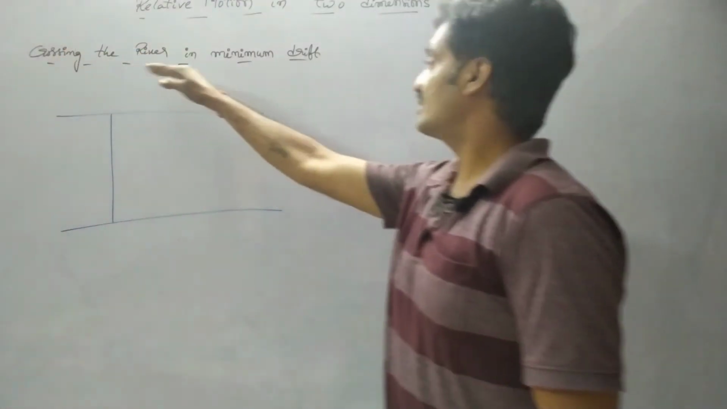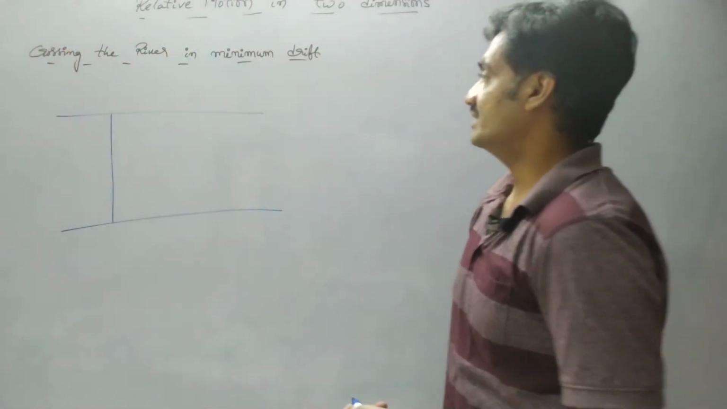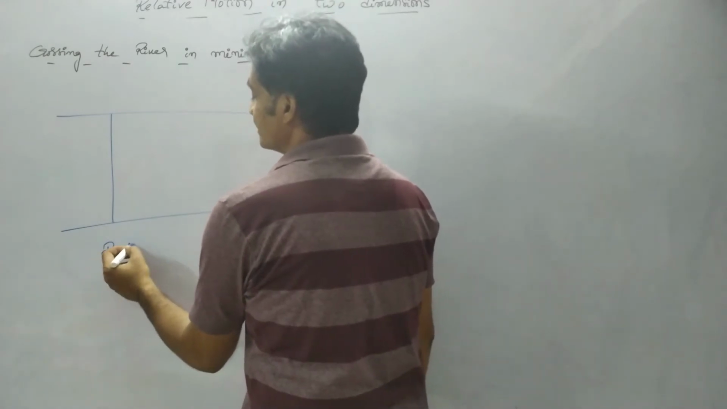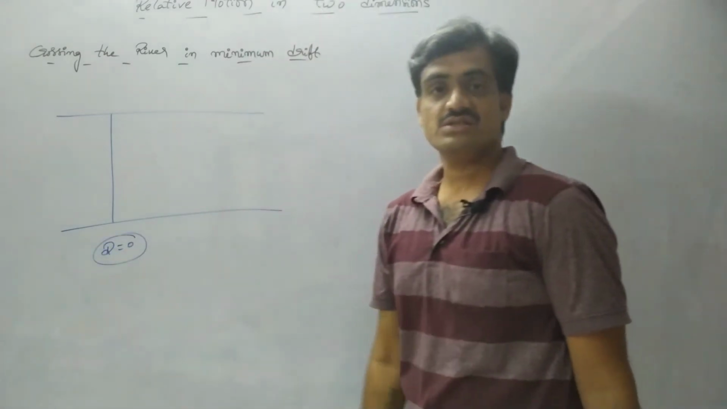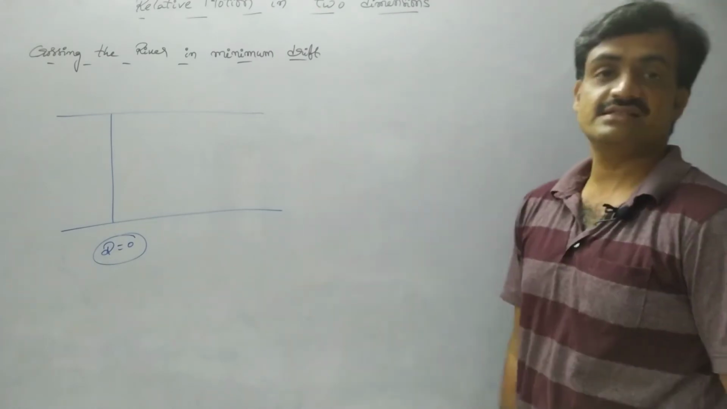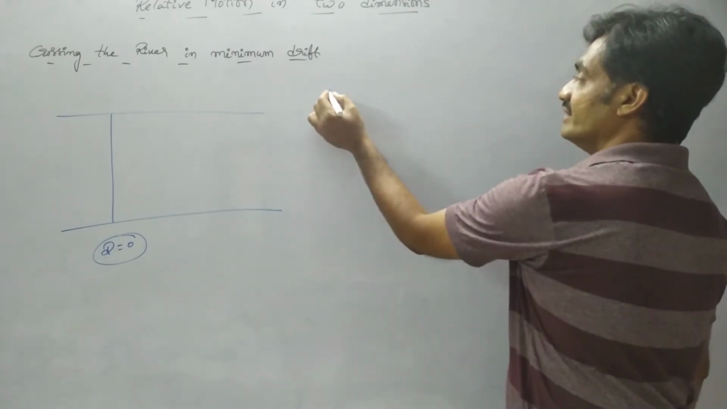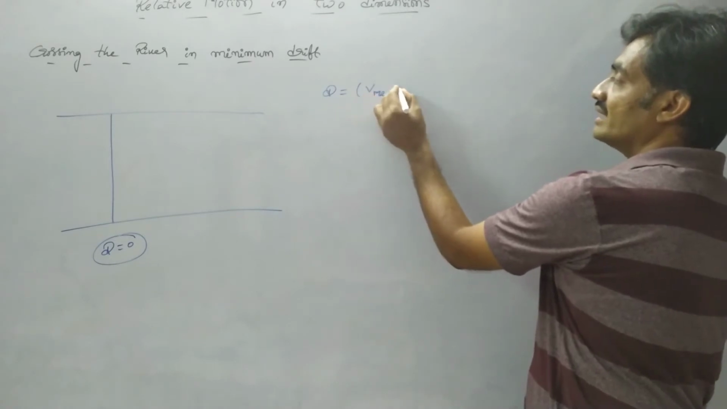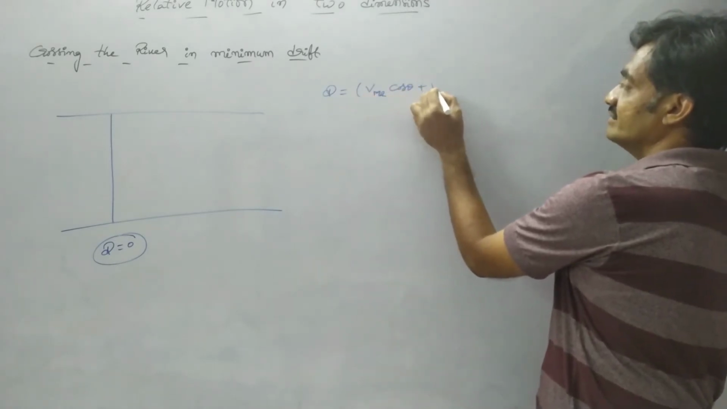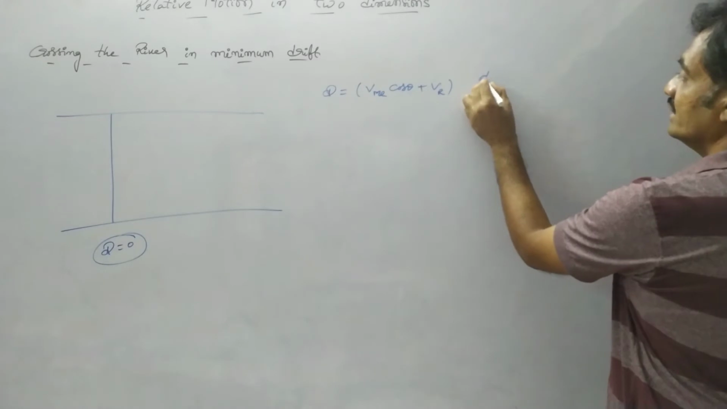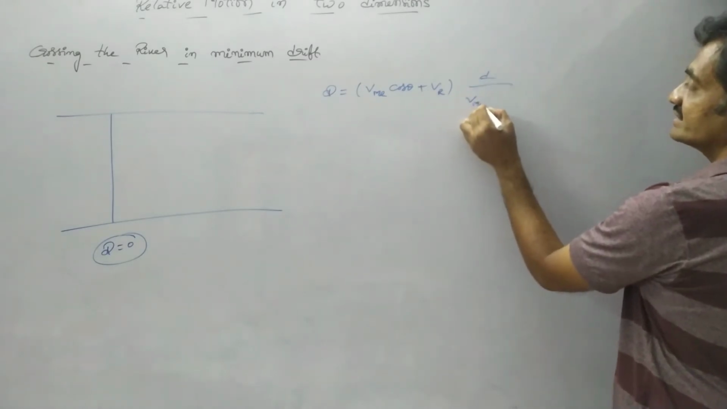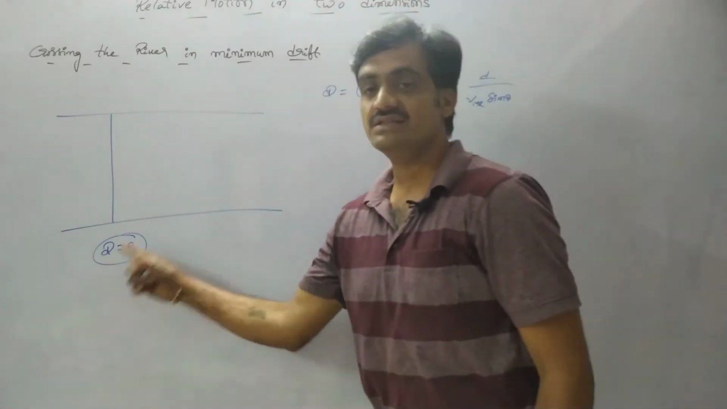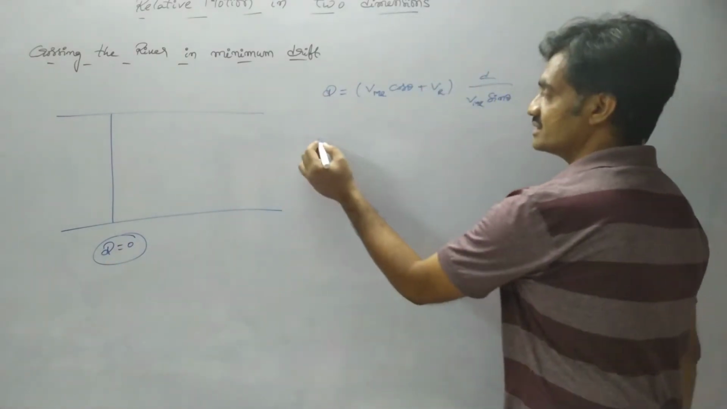Now I have to represent crossing the river with minimum drift. To represent the minimum drift, we consider that drift x is equal to 0. We know that x is equal to v_mr cos theta plus v_r into d by v_mr sin theta. As we said that x is equal to 0, here we substitute x equals 0.